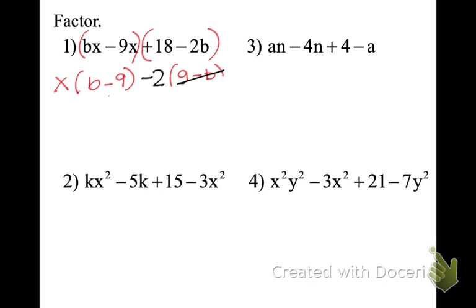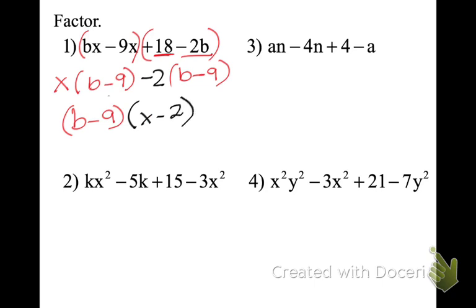So now I've got, when we factor out the -2, 18 divided by -2 is -9. -2b divided by -2 is just a positive b. Now I can pull out my factor of b minus 9, and I'm left with x minus 2. Okay, try the next one. Go. Pause the recording. Go.